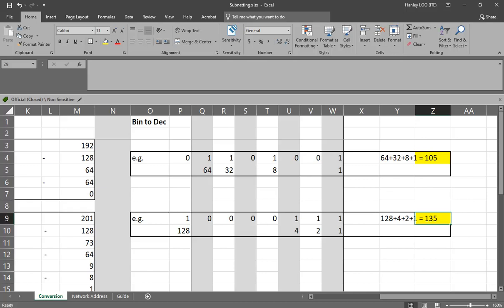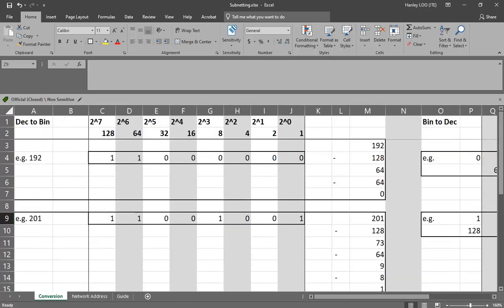And basically this is how you convert from binary to decimal. The most important thing to remember when you need to convert decimal to binary or binary to decimal is that these 8 place values are a must for you to remember.